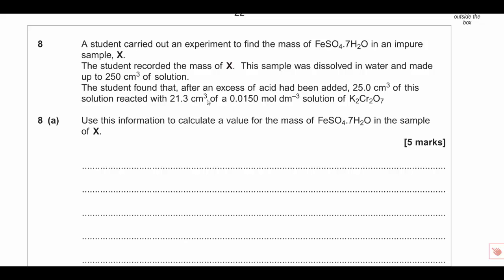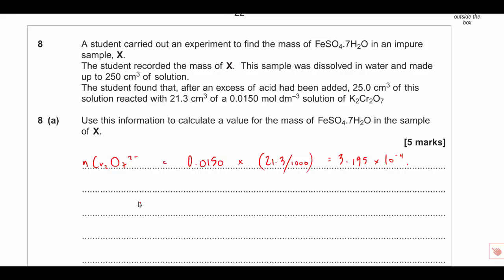First of all, let's calculate our moles. The moles of the dichromate, that's our first bit of information. Concentration times volume: 0.0150 times 21.3 divided by 1,000. That's going to give us 3.195 times 10 to the minus 4. Now, this is a horrible question, because there's loads to do for 5 marks. You just need to know the ratio of the equation.